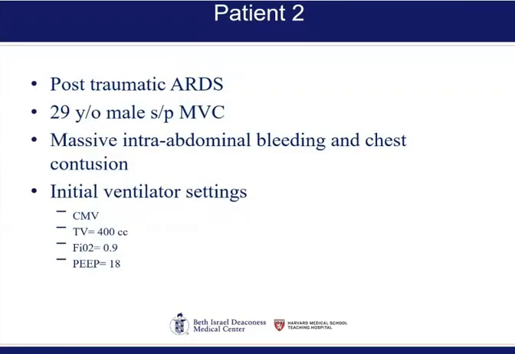So let me compare that patient to a second patient. We had a second post-traumatic ARDS patient. This was a 29-year-old, same general picture, chest contusion, massive intra-abdominal bleeding. And this patient was found on initial ventilator settings, CMV, tidal volume of 400, so they were getting the low tidal volume, an FiO2 of 0.9, and a PEEP of 18.